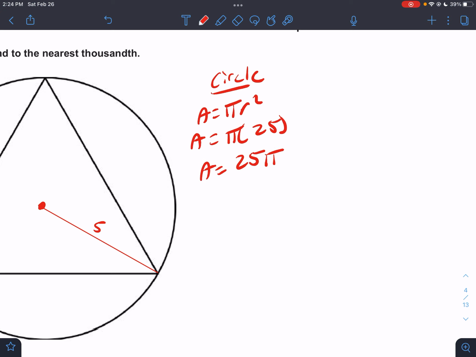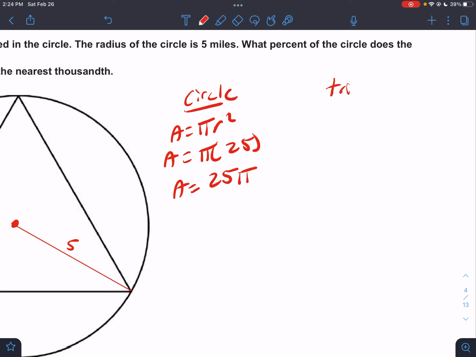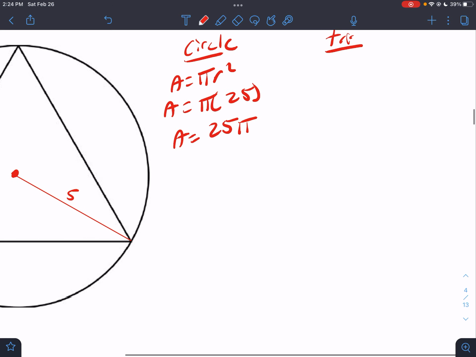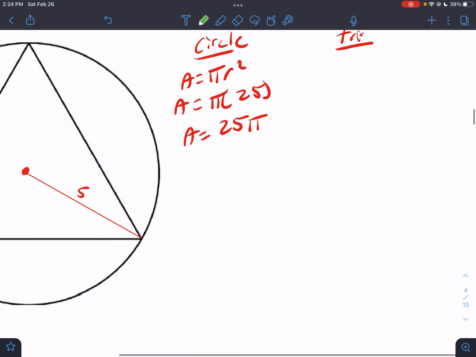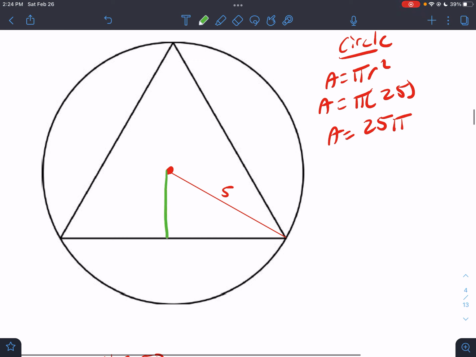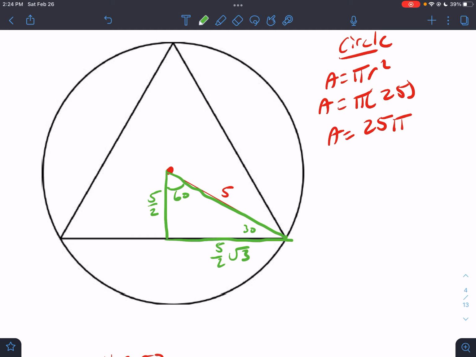So that's the circle. The triangle, what are we going to do? I'm going to actually treat it like a regular polygon. That would be the easiest, I believe, to solve this. 360 divided by 6 would be a 60-degree angle, which means this is a 30, which means it's a 30, 60, 90. This is going to be 5 halves, and this is going to be 5 halves root 3.